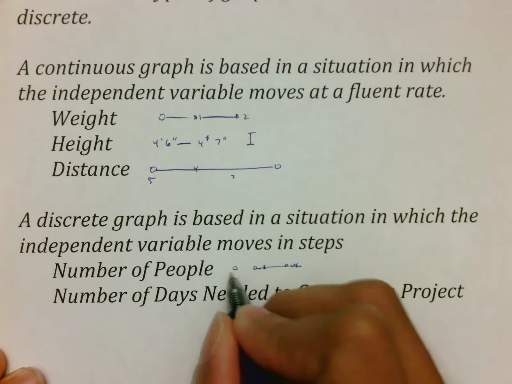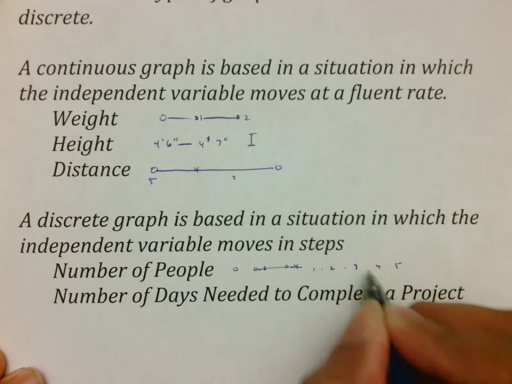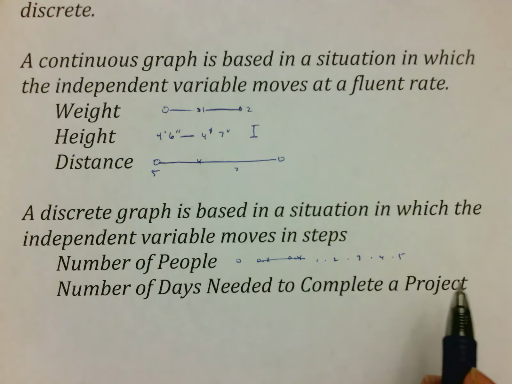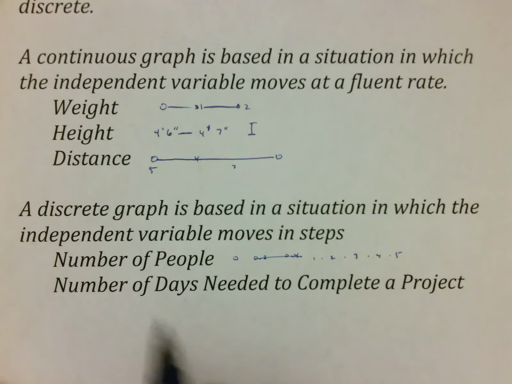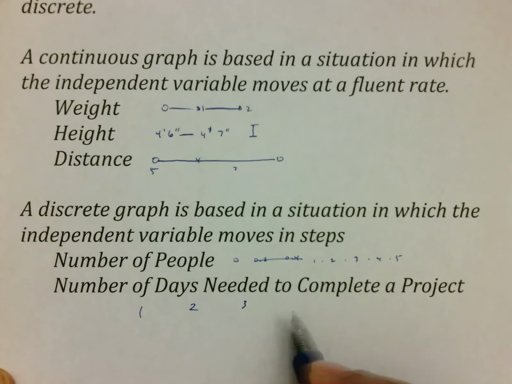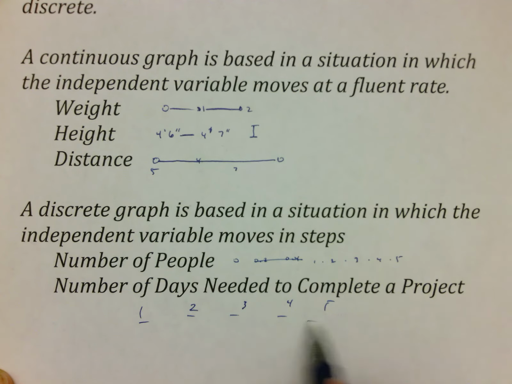The number of people goes 0, 1, 2, 3, 4, 5. And notice there's a whole bunch of numbers in between those decimals and fractions in there that you won't have. If you're counting how many days it takes to complete a project, you don't go 1 day, 1.1 days, 1.2 days. It's 1 day to finish it, or 2 days to finish it, or 3 days, 4 or 5. And these are all step numbers. Again, they're moving in steps.